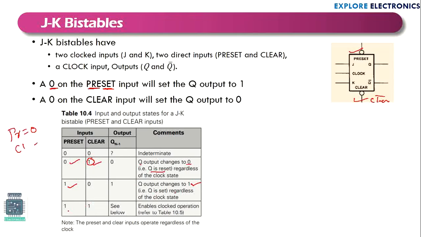That is the meaning. When preset and clear both are 1, we need to look at the clock and the JK values and then we need to operate. So the understanding is that preset and clear signals should be 1 to operate the bistable. When preset and clear signals are 0, an intermediate state will be the output of the bistable. When preset is 0 and clear is 1, it is clearing the output Q to 0. When preset is 1 and clear is 0, it is setting the output to 1.